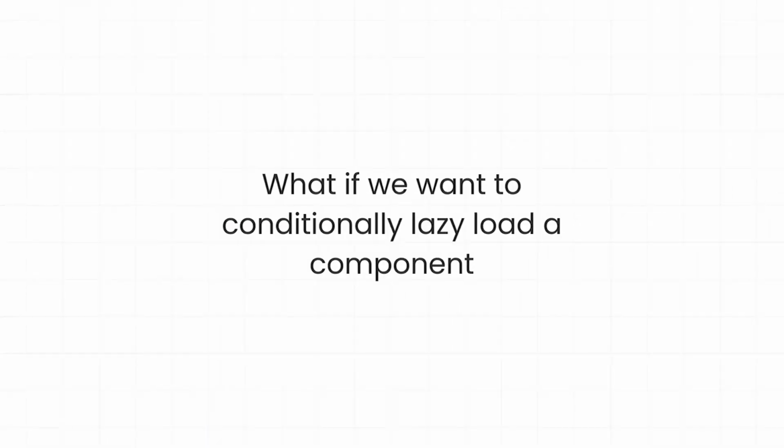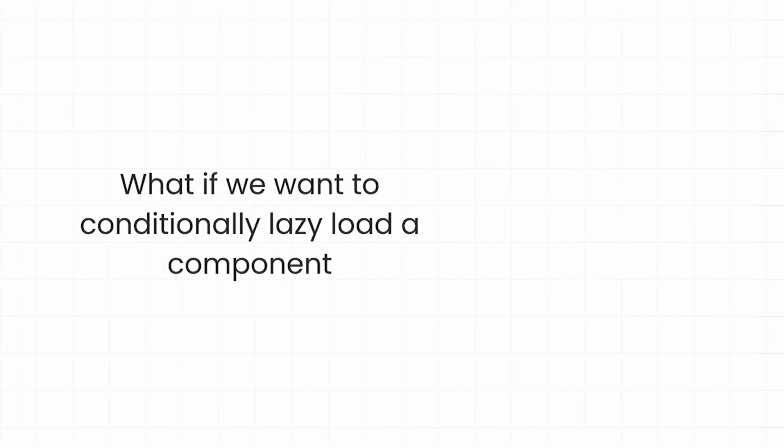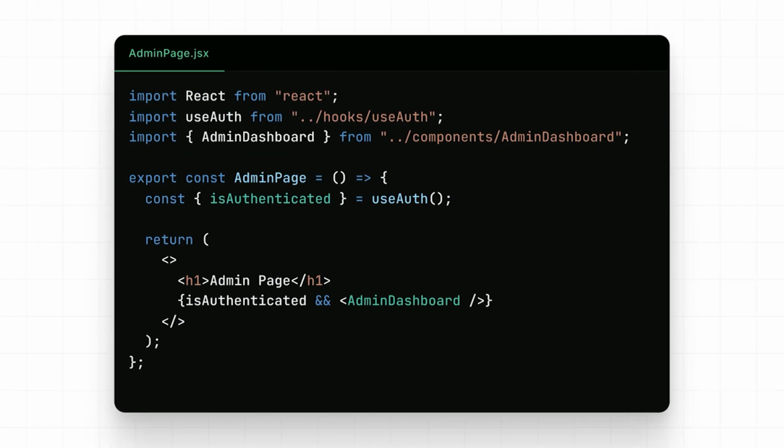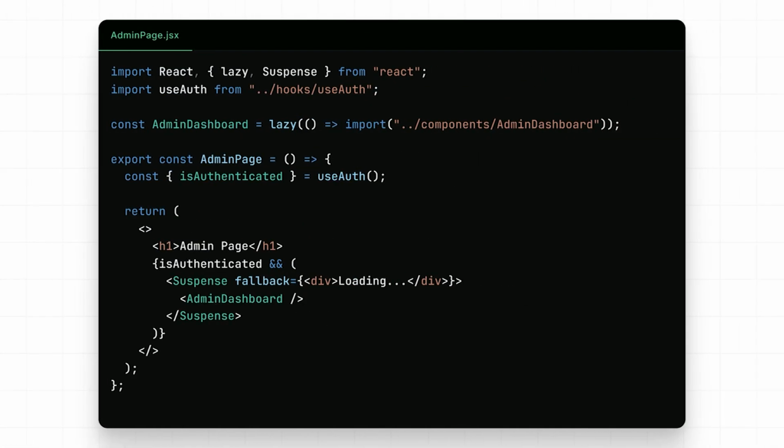Now what if we want to conditionally lazy load a component? Let's say that we want to only show the admin dashboard if the user is authenticated. Here we have a hook called useAuth, which we can use to check whether the user is authenticated or not. If the user is authenticated only, we show the admin dashboard. Here we can use lazy loading to only load the components if the user is authenticated. We can lazy load it like this.